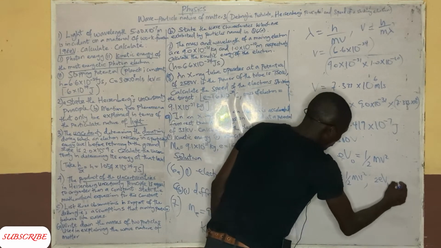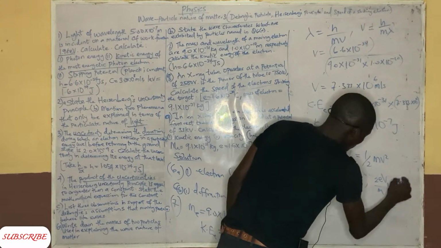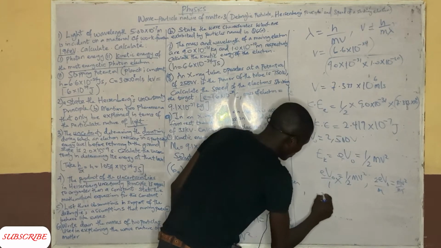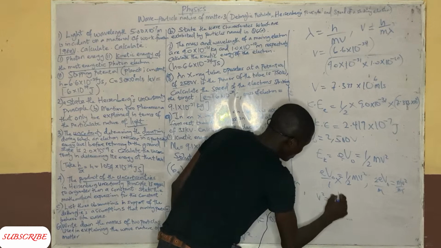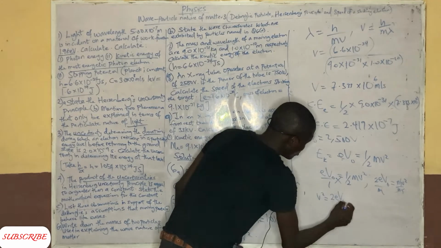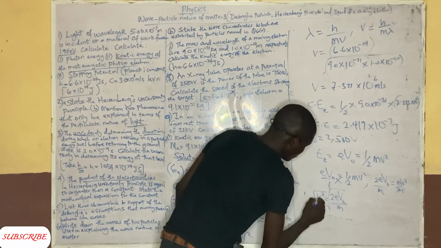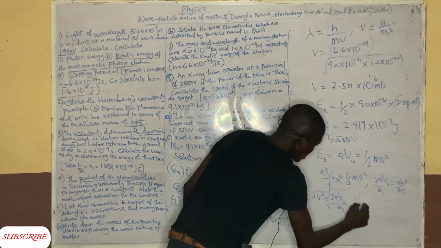2eV₀ equals mv². So divide both sides by m. So v² is equal to 2eV₀ over m. Now take the square root of both sides.